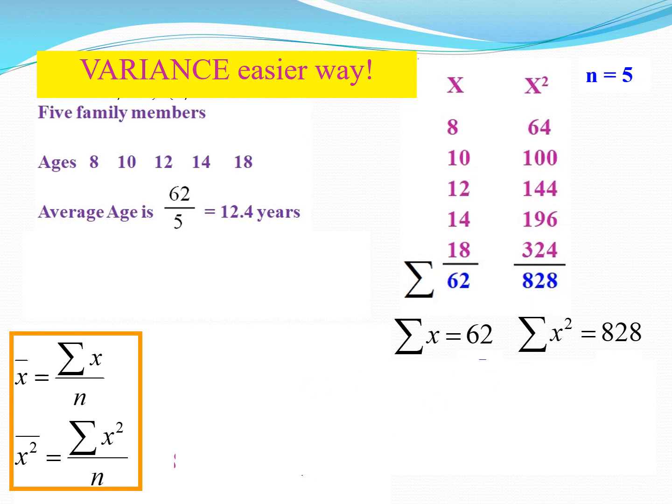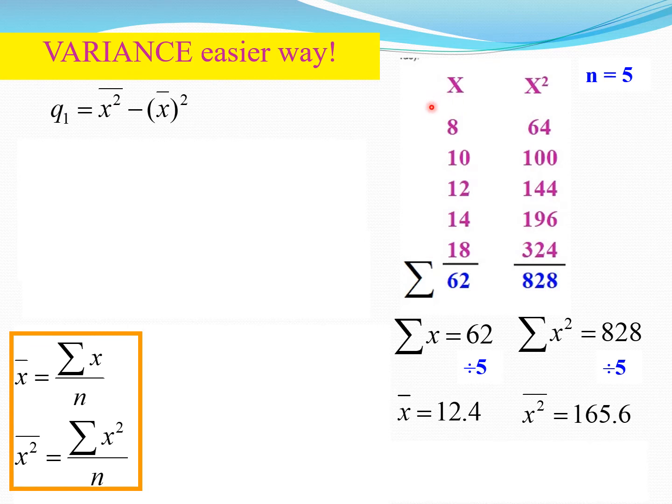From the last slide, we took all the x values, we added them up, we got the total of 62. So the sum of the x's is 62. And to get the average, we divide 62 by 5. So x bar is 12.4. Then on the last slide, for the x squared values, we added up all the x squared values and we got a total of 828. So the sum of the x squared values is 828, and we divide that by 5 to get the average of the x squared values. So 828 divided by 5 is 165.6.